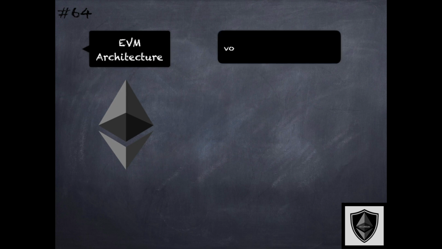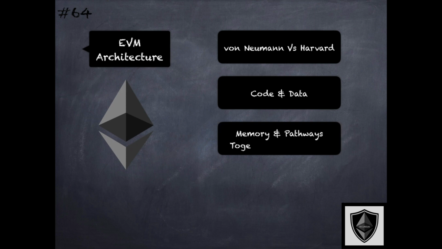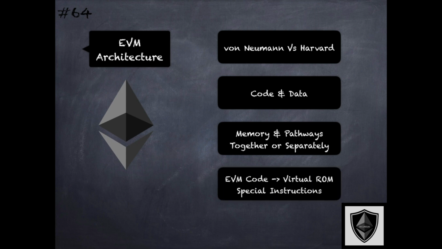Computer architectures are typically classified into either von Neumann architecture or Harvard architecture, and this really depends on how code and data is handled within the architecture. Are they stored together? Are they transported over the buses together? How are they cached? And so on. In the case of the EVM, code is stored separately in a virtual ROM, and there is a special instruction to access the EVM code. This is an interesting fact to know about the EVM architecture.